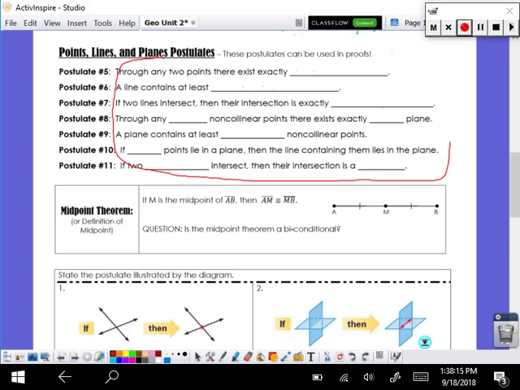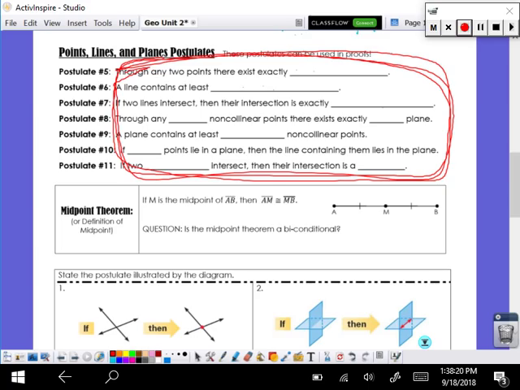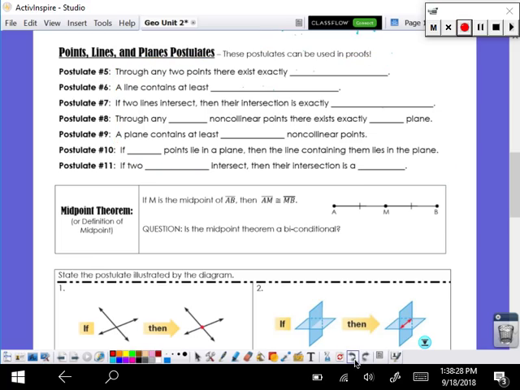So these postulates 5 through 11, this right side, you need to know these sentences off the top of your head. They are common sense and common knowledge, but you do need to be able to think of those when you see points, lines, and planes. All right, so we'll go through, fill these in, and then look at a couple of illustrations down there. So postulate 5 says, through any 2 points, there exists exactly 1 line. So if you have 2 points, 1 line goes through those 2 points. Postulate 6, a line contains at least 2 points.